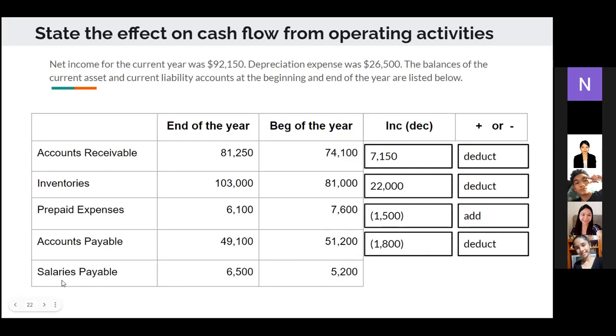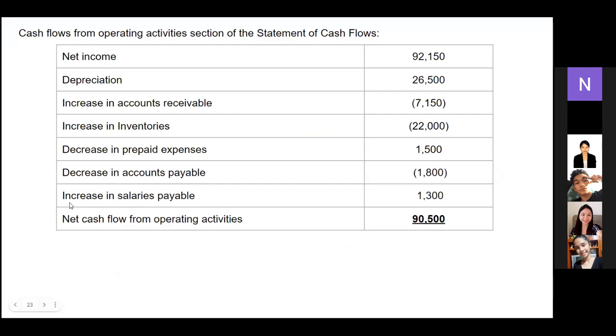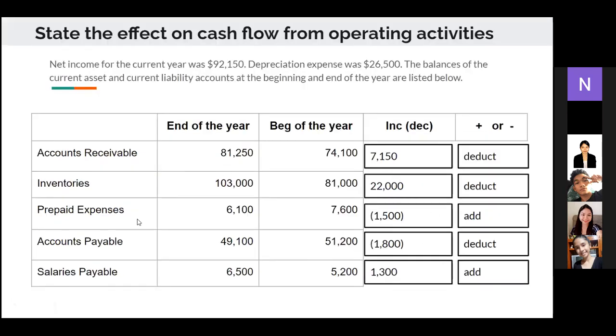And next is yung salaries payable na from 5,200, nagkaroon siya ng increase na 1,300. Sabihin din, kapag sa current liability, nagkaroon ng increase, magiging add siya. So, yan. Ngayon, try natin siyang gawahan ng cash flows.